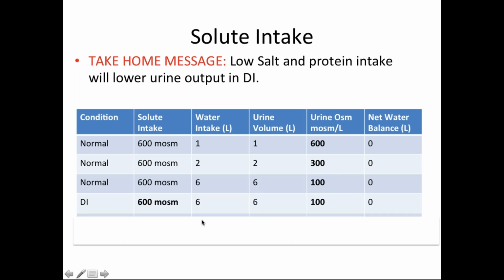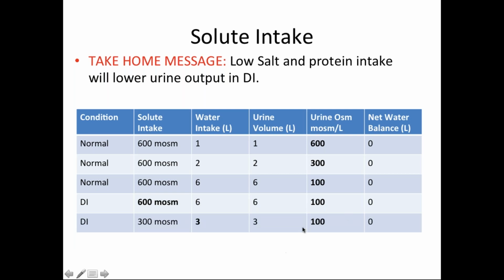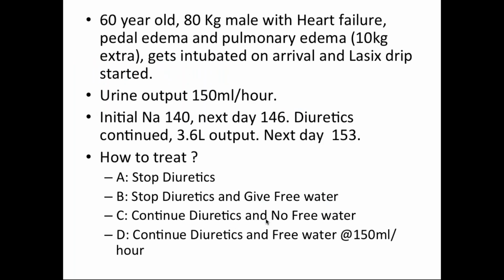For someone with diabetes insipidus, their urine osmolarity is fixed. So if they take 600 milliosmoles, they will have to excrete 6 liters, and the thirst will dictate a 6 liter fluid intake. If now you decrease their solute intake to 300 milliosmoles, even though the urine osmolarity is still fixed at 100, they're going to only have a 3 liter fluid output, and so only a 3 liter intake will be needed. And so the decrease in solute intake by half will halve their urine output, and so the nocturia and other polyuric symptoms that they have will be much better controlled.